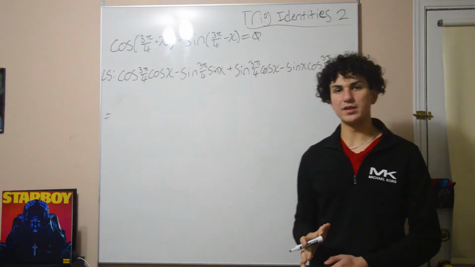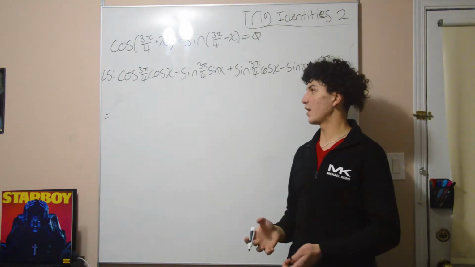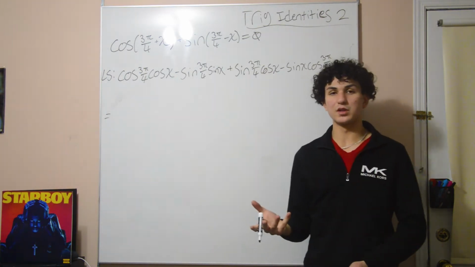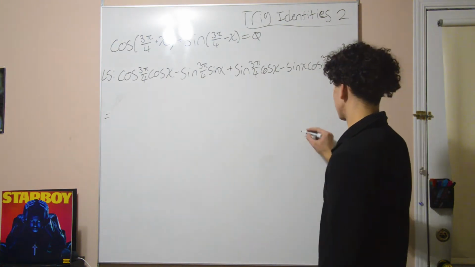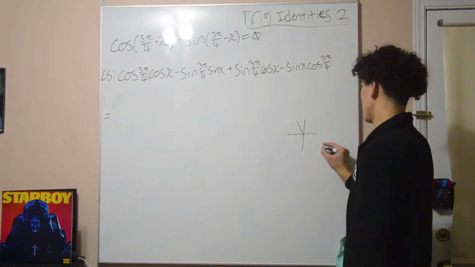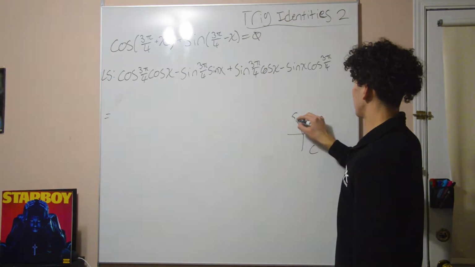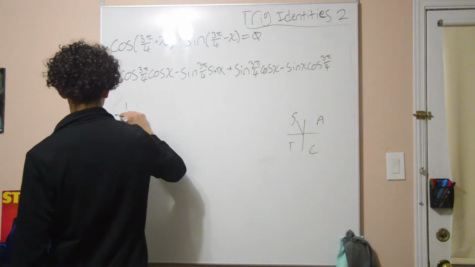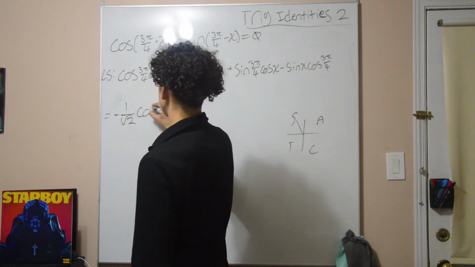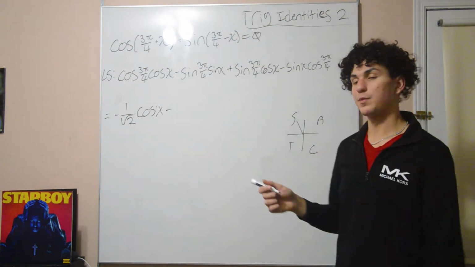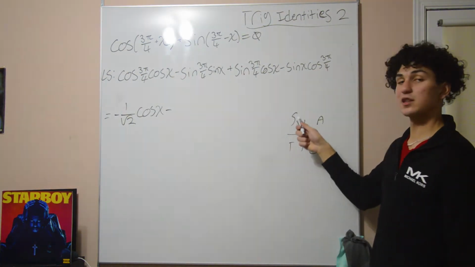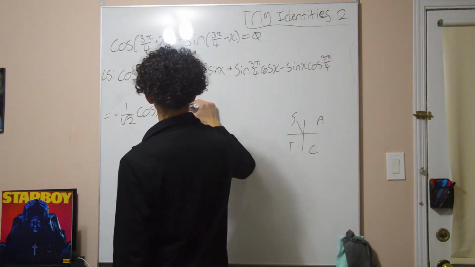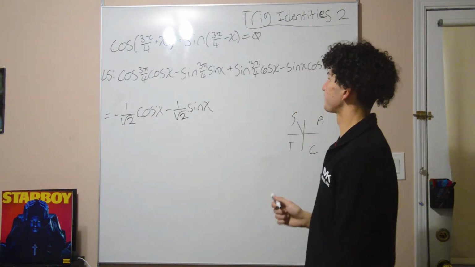Now, what makes this one different, like I said, is we have values, and we know these values. Cos of 3 pi over 4, if you don't have it memorized yet, you could always just put it in your calculator. But cos of 3 pi over 4 is actually negative 1 over root 2. And the reason it's negative is because 3 pi over 4 lies there, CAST, and cos is negative in this quadrant. So we can change this to negative 1 over root 2, and the cos x stays there. Now, sine of 3 pi over 4 is positive 1 over root 2 because sine is positive in this quadrant. So it stays positive 1 over root 2, and the sine x also stays. Let's keep this going.